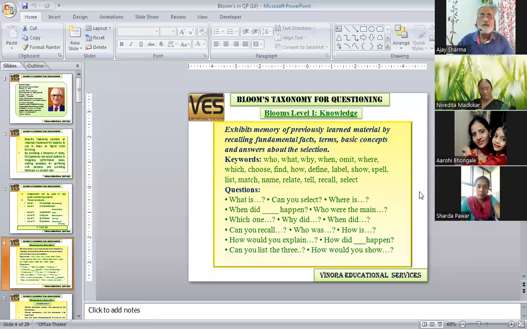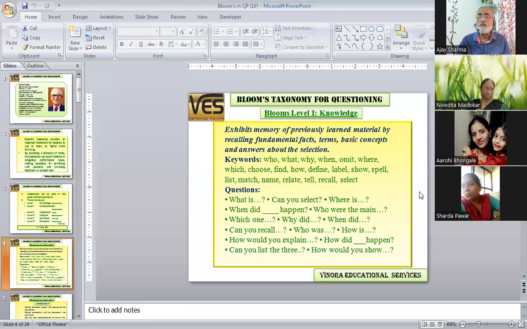Now here we come to keywords. What are the keywords for this knowledge level? Who, the examples will come below, and then assessment. Who, what, why, when, where. You have heard this song, haven't you, of Rajesh Khanna? What happened, how did it happen, when did it happen, why did it happen? The same thing is knowledge based.